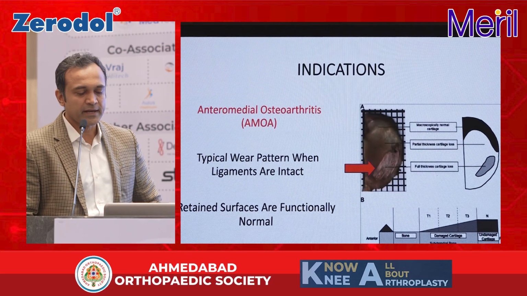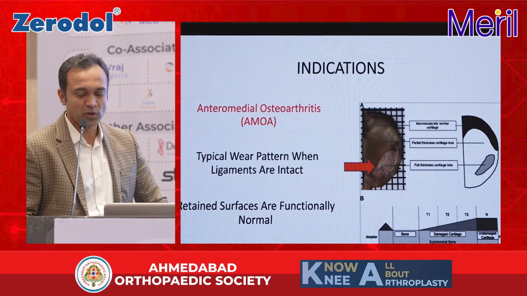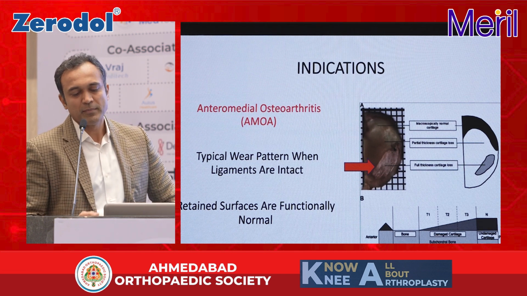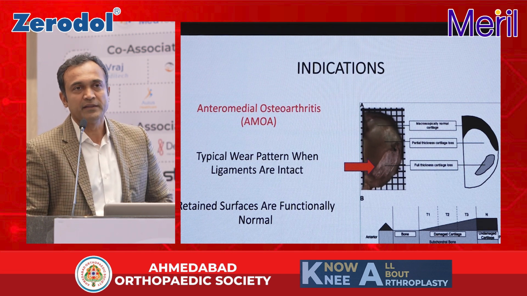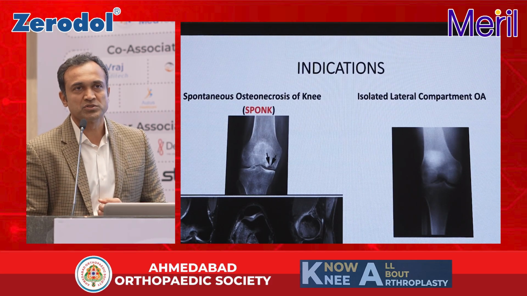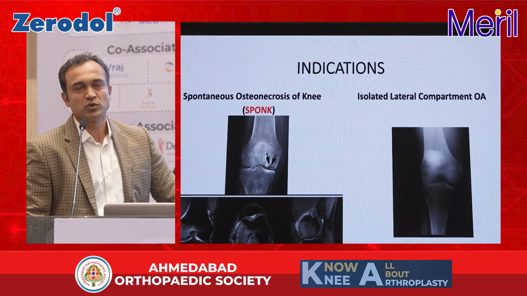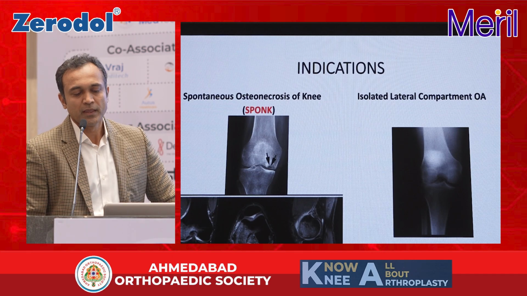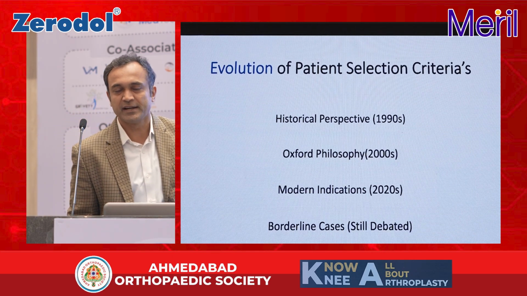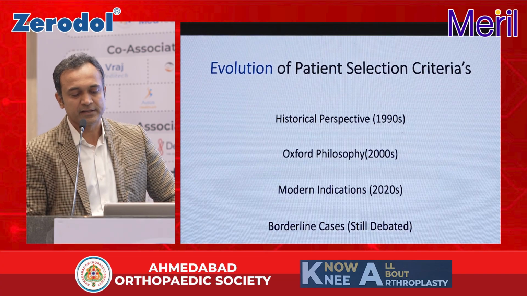As we know, the traditional indication, the most important, is anteromedial osteoarthritis. The typical wear pattern, when the ligaments are intact, damages only the anterior part of the knee, and the retained surfaces are functionally normal. The other indications are spontaneous osteonecrosis of the knee, which mostly involves only one side, and isolated lateral compartment osteoarthritis. The evolution of patient selection criteria has been going on since the 1990s.